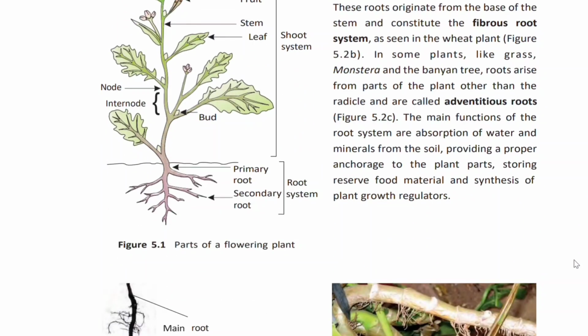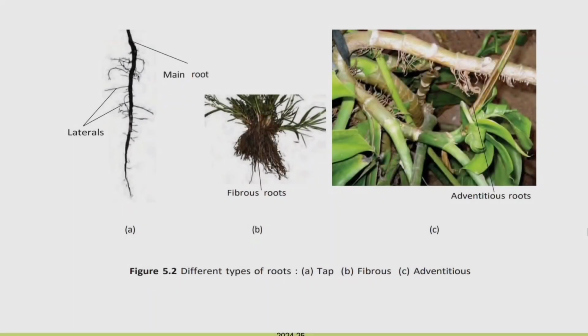The main functions of the root system are absorption of water and minerals from the soil, providing proper anchorage to the plant parts, storing reserve food materials and synthesis of plant growth regulators. Figure 5.2: Different types of roots, that is, tap, fibrous, adventitious.